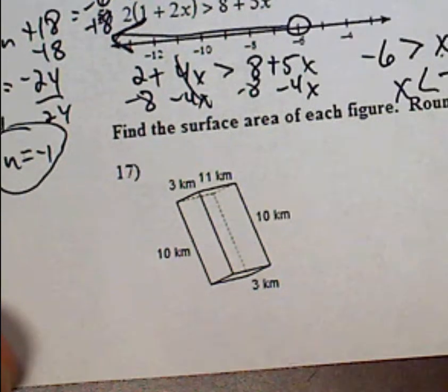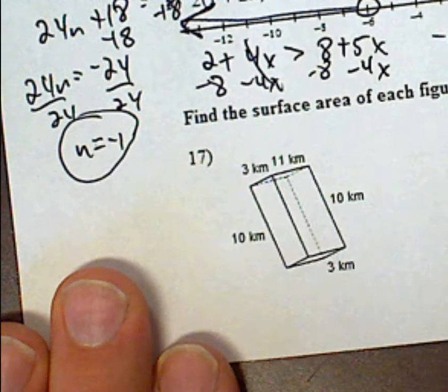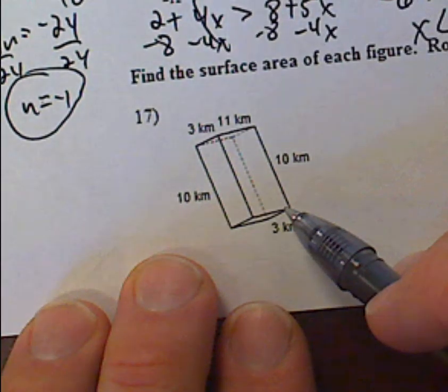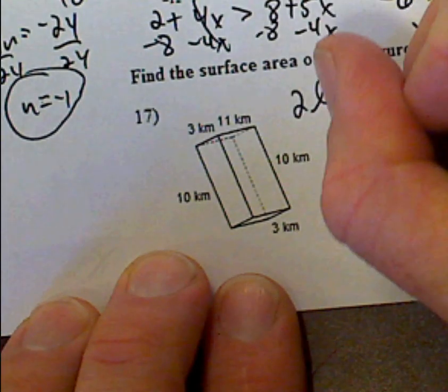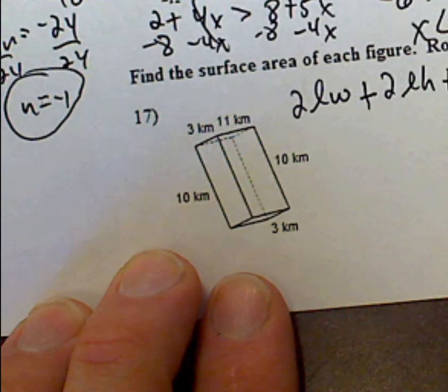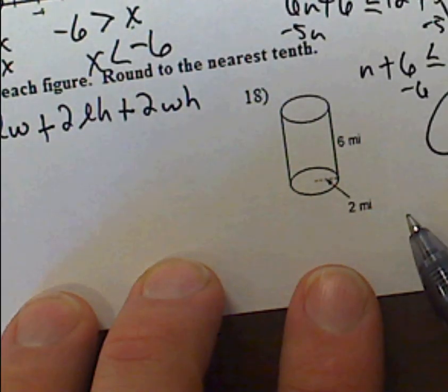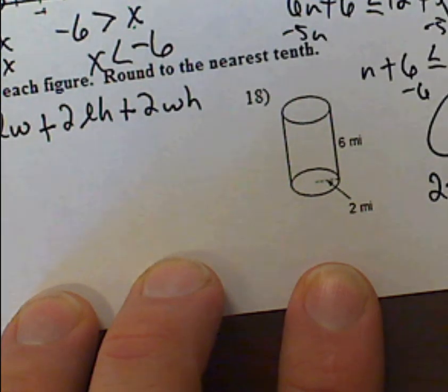Number 17, find the surface area of each figure. Pause the video and try. On number 17, this is a rectangular prism. So this is 2 times LW plus 2 times LH plus 2 times WH. And this is a cylinder, and a cylinder is 2 pi r h plus 2 pi r squared.